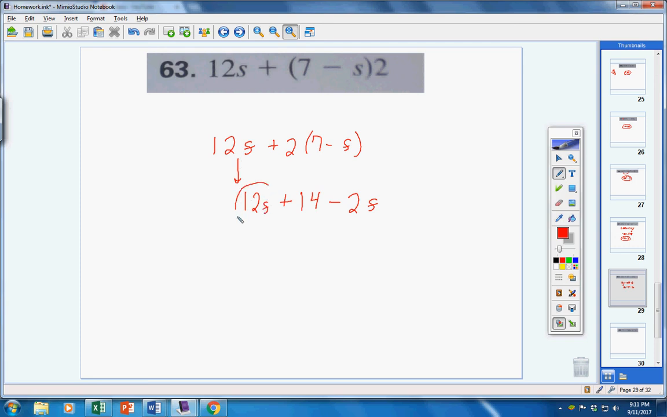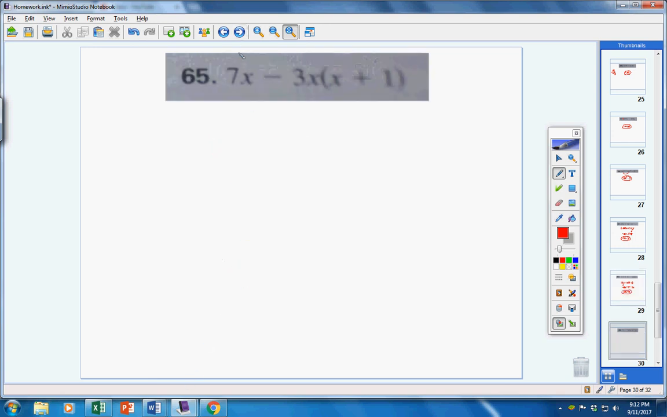Now, here's an s term. Here's an s term. Let's combine those. Write your s once. Positive 12, negative 2. That's a positive 10. And then bring down your positive 14. Okay? Alright, number 65.